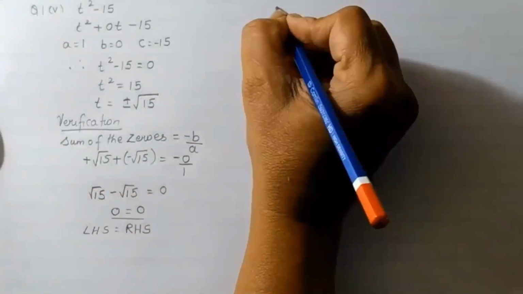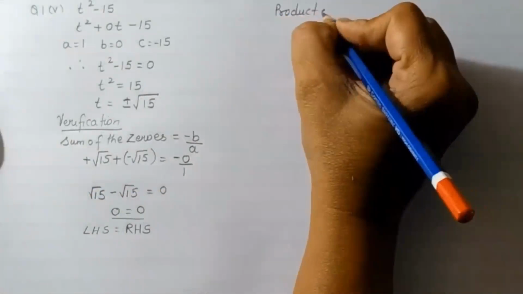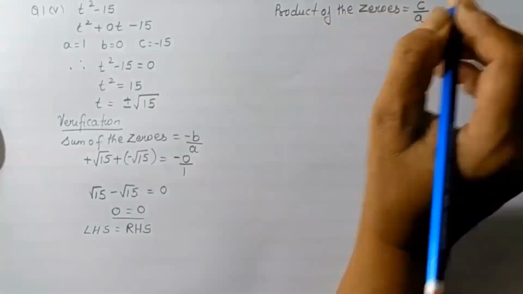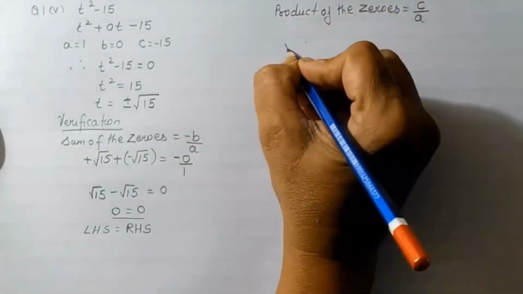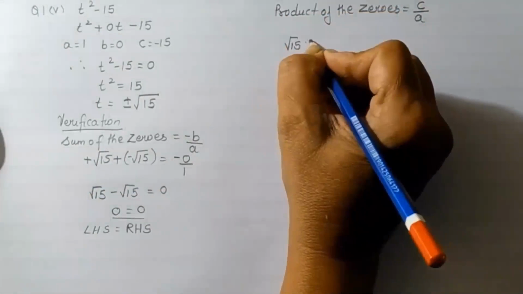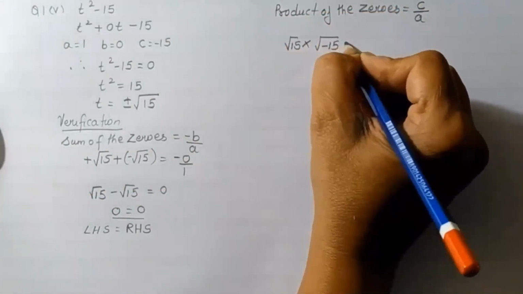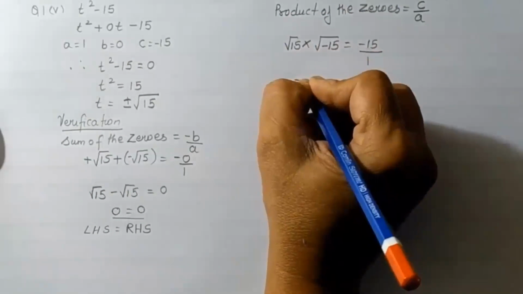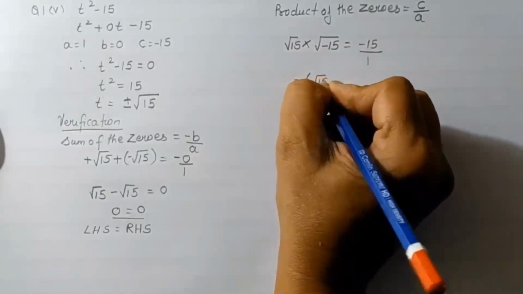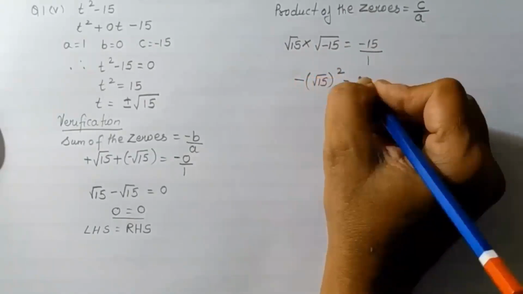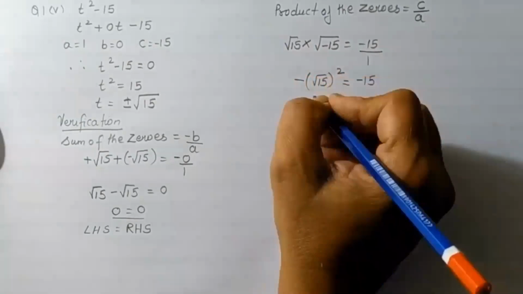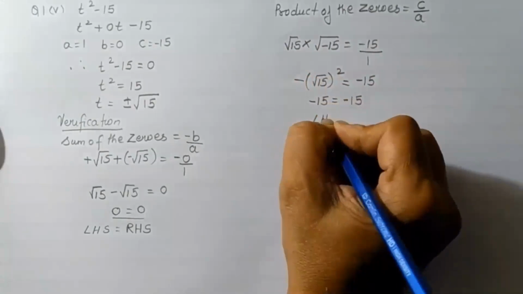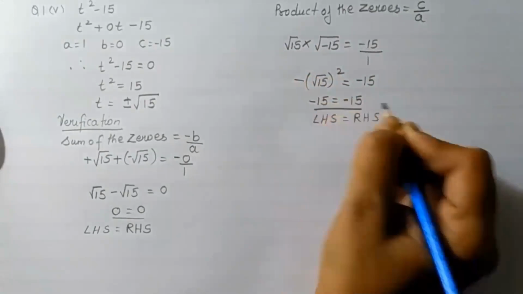Now, let's do the product of zeros. Product of zeros is equal to C upon A. Always remember this. This is the formula. Root 15 multiplied by minus root 15 is equal to minus 15 upon 1. And C is equal to minus 15, we already know. So minus 15 is equal to minus 15. So this is verified. LHS is equal to RHS. This is the way you have to write it down.